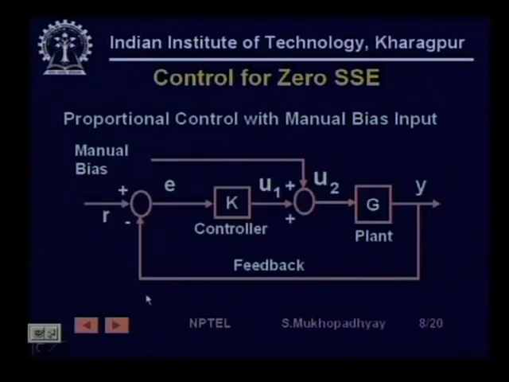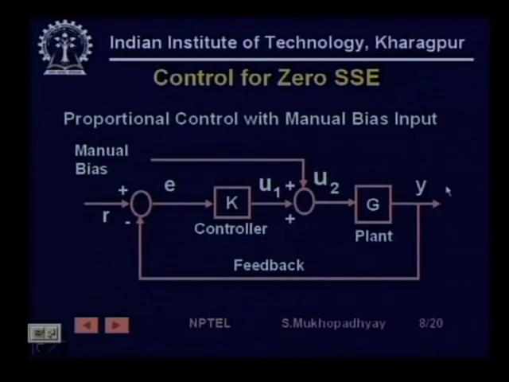So, how do we do that? We have to control for 0 steady state error. Let us take the simplest case of proportional control. Proportional control is just a simple gain: if you get an error of 1 volt, you generate maybe an output of 100 volts. If you get an error of 2 volts, you generate an output of 200 volts. So, just simple multiplication.